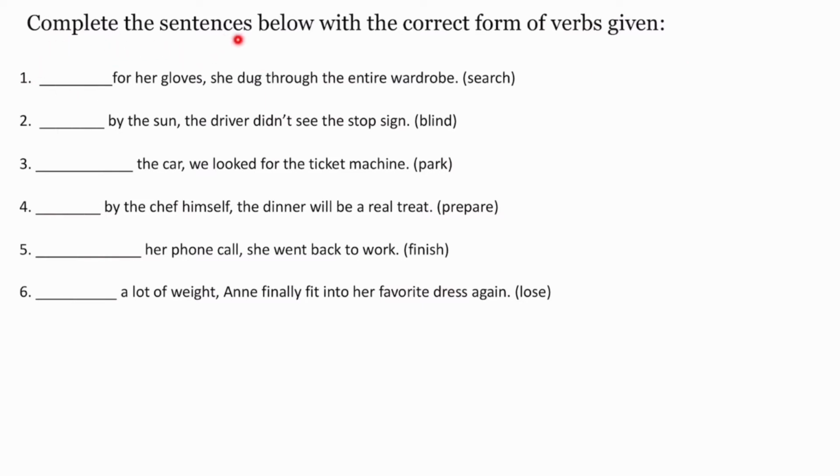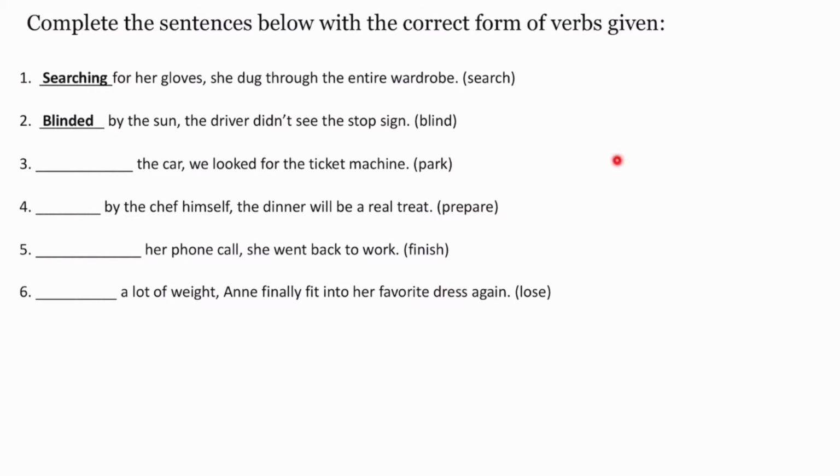So, for her gloves, she dug through the entire wardrobe. So, here we need the cause as to why she dug through the entire wardrobe. And it's with an active meaning. So we have searching for her gloves, she dug through the entire wardrobe. Number 2. By the sun, the driver didn't see the stop sign. So here we're going to be giving more information as to why the driver didn't see the stop sign. So we're going to be using past participle, which will be blinded by the sun.